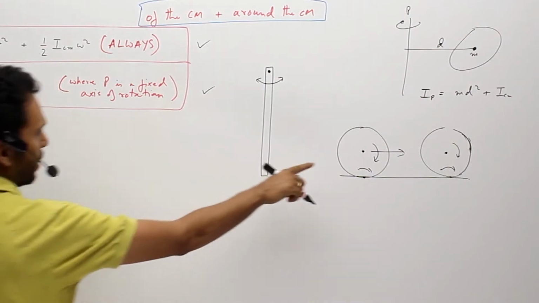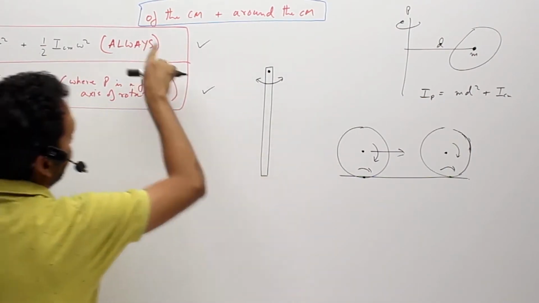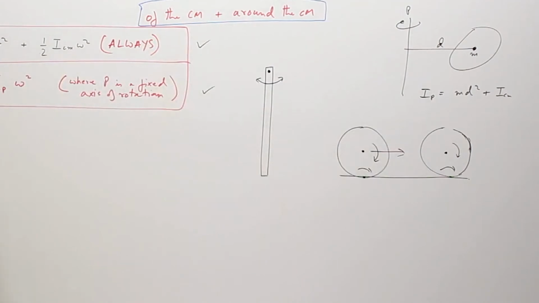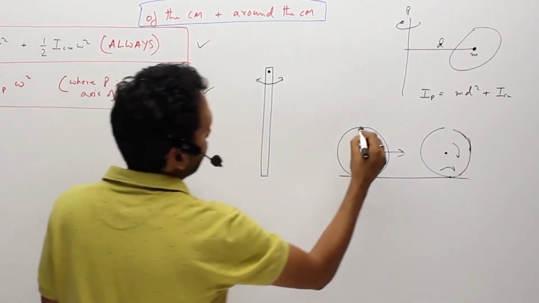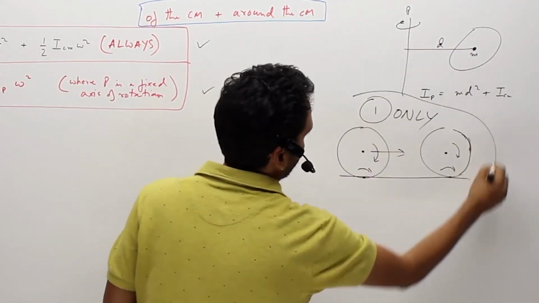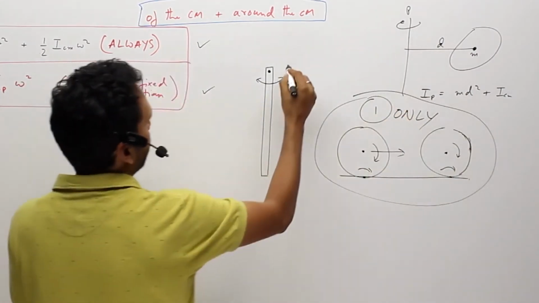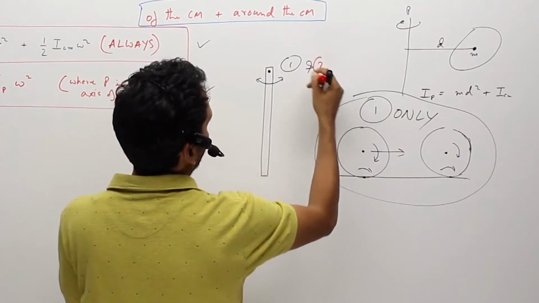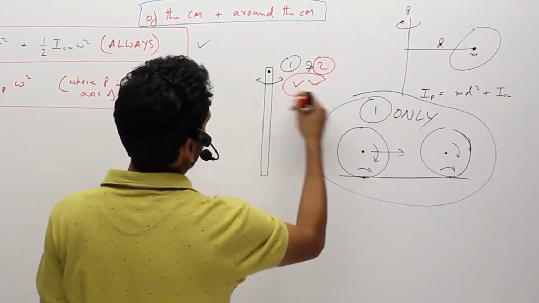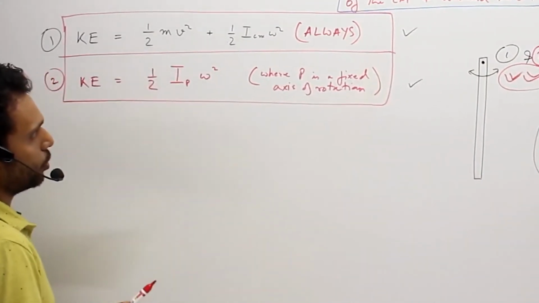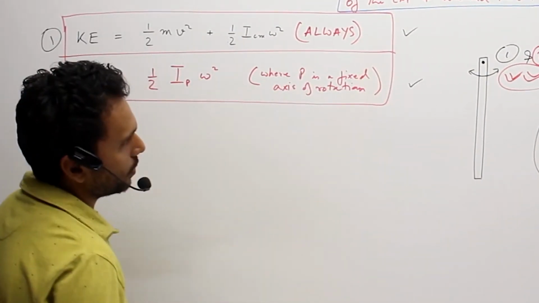So anyways, here the formula you can apply is only formula number 1. If I put this one as formula number 1 and this one as formula number 2, then here you can apply only formula number 1, and here you can apply formula number 2 as well as formula number 1. Both can be applied. Okay. Now let me give you a question so that you can apply the formula and check out the answers.